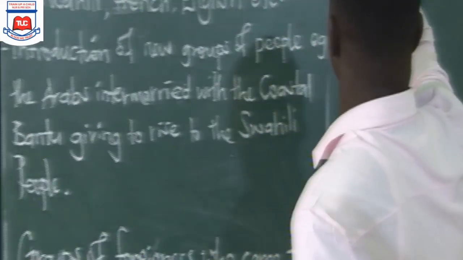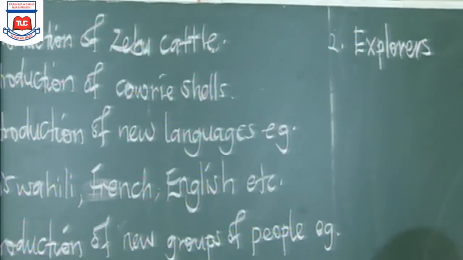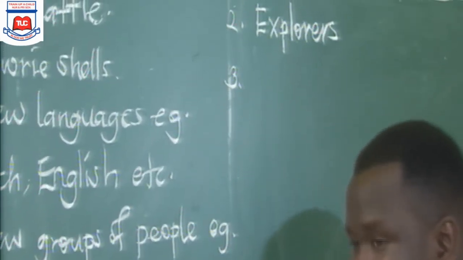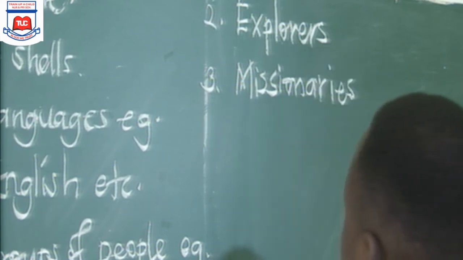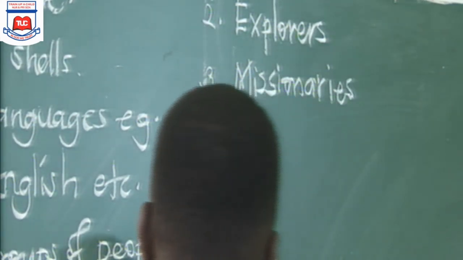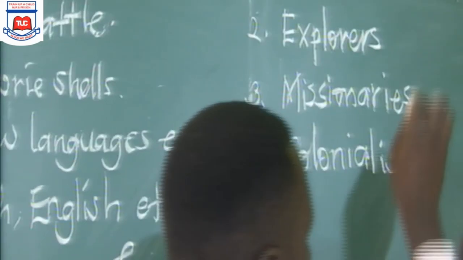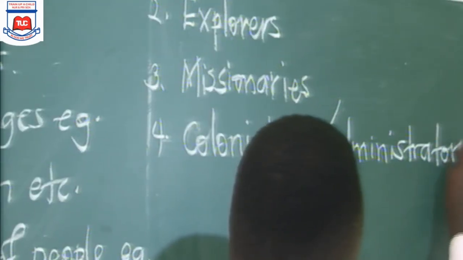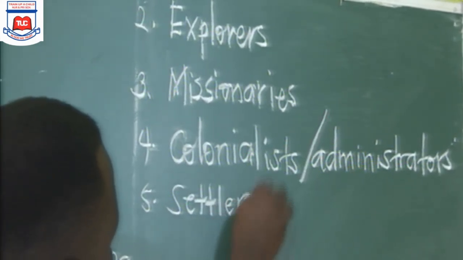We say the first one, we have traders. So, two, we are going to have the group of foreigners that we call explorers. Explorers, please take serious note of the spellings. We shall understand that one with time. Then three, we shall be having the group that we call missionaries. Then we shall also have what we call the colonialists. These colonialists, we can also call them administrators. Then finally, we shall be having those who came purposely to settle in Africa. We shall be calling them the settlers.